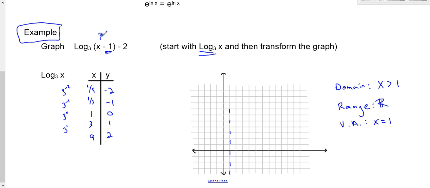This is to the right by 1 unit and down 2 units. Okay, so if I'm at that 1/9 and negative 2, I'm going to move right 1 unit and down 2 units. So right here. If I go to 1/3, negative 1, that's where I would be for log base 3. But now I have to shift that to the right 1 unit and down 2.